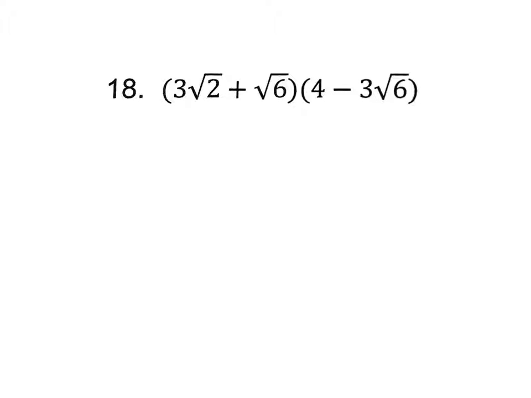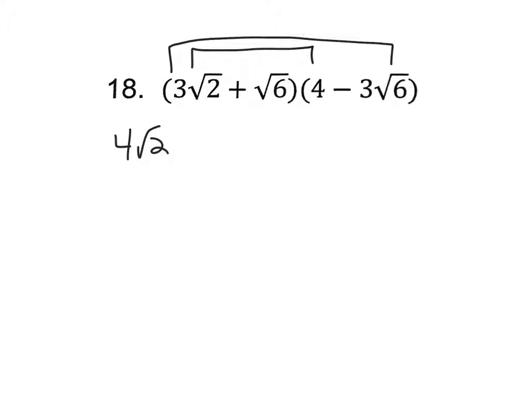18. 18 is just the FOIL method with radicals. So I'm going to start with the first. I'm doing these 2, and all you do is multiply the numbers outside the radical, and you can also multiply numbers inside. That's first. Outer is this way. Again, you can multiply the 3's and you can multiply the radicals, and you get that right there.